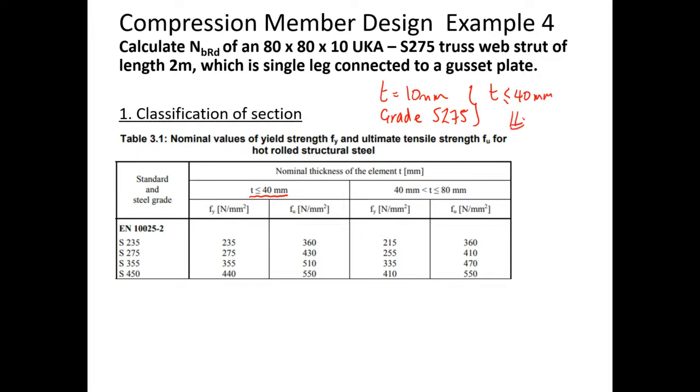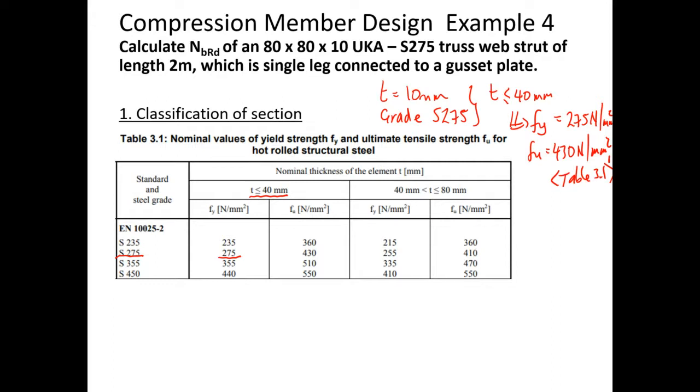That implies fy is equal to 275 newtons per millimeter squared. And just if we needed it, the ultimate strength is 430 newtons per millimeter squared. And that comes from table 3.1.